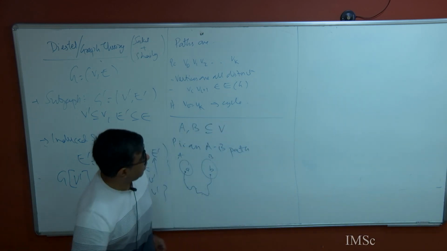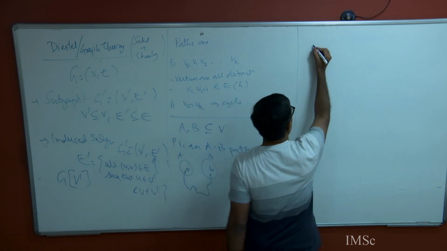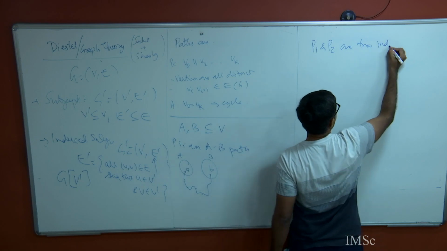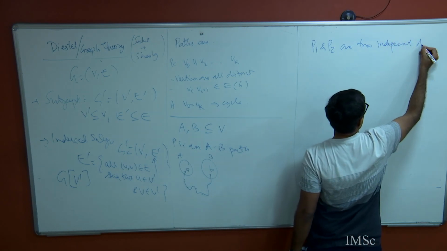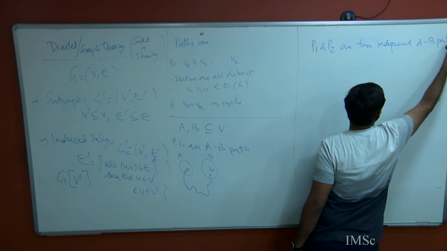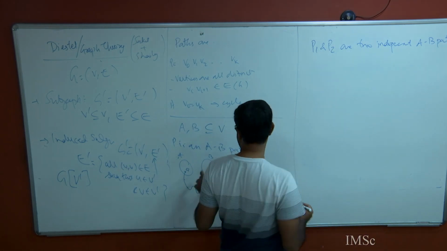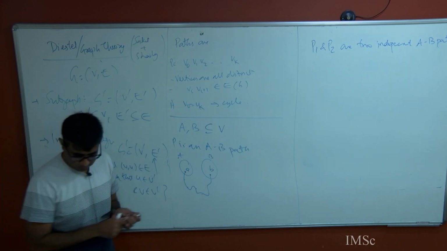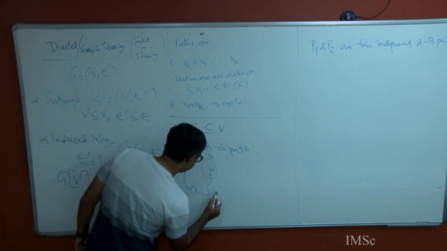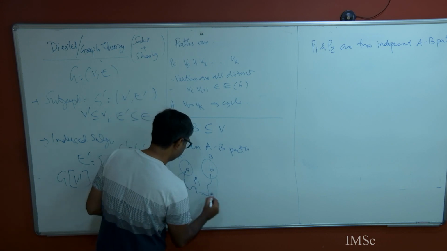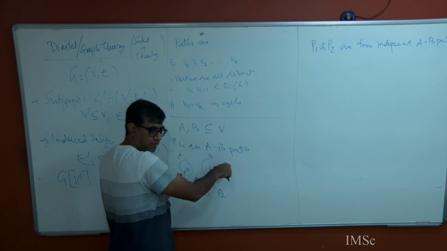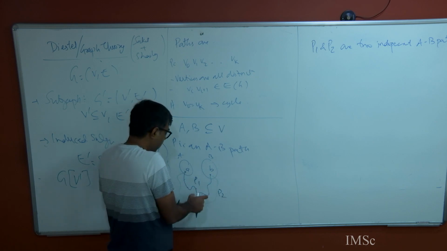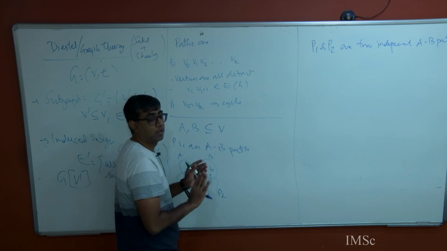Okay. So now I'm going to say P1 and P2 are two independent AB paths. What is the meaning of this? It basically means that you have two paths, say P1, P2, that their endpoints are there. So the endpoints could very well be A and B. I don't care. But internal vertices are different.